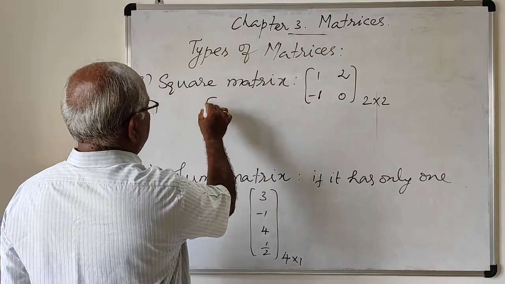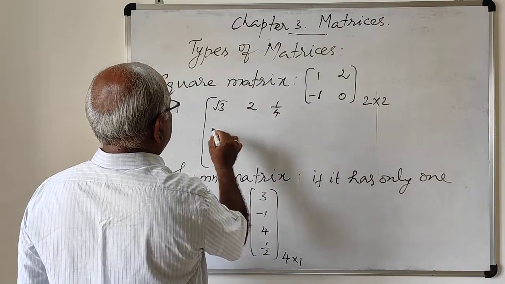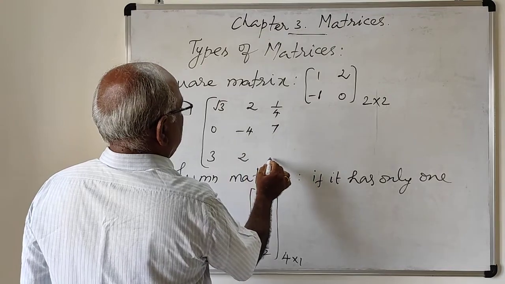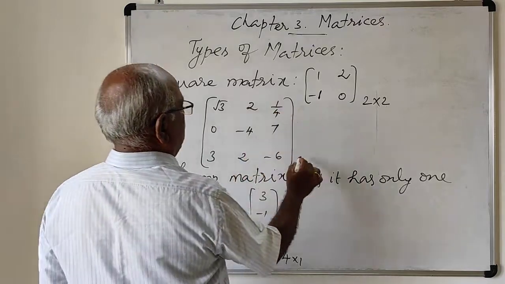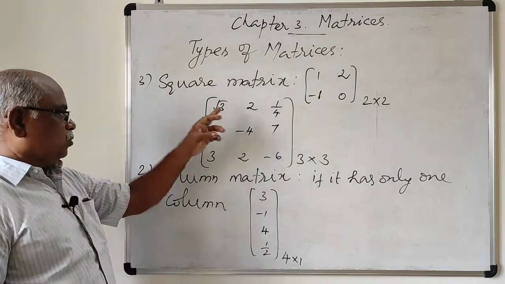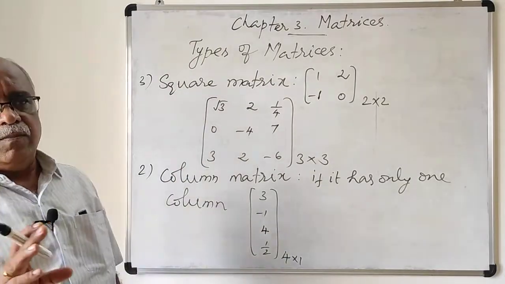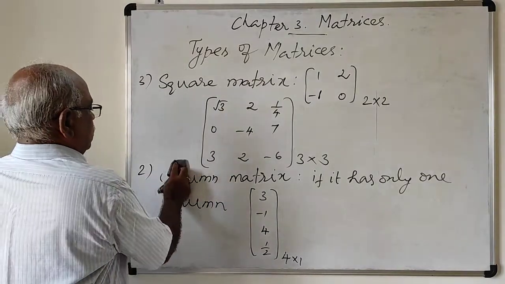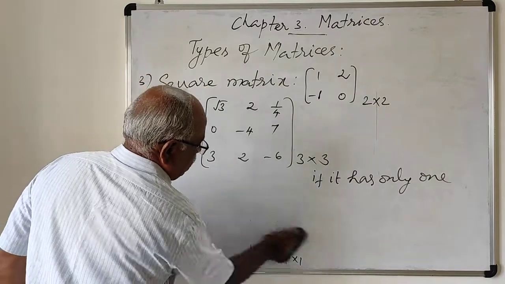Similarly, 3 by 3 also we can have. Root 3, 2, 1 by 4, 0, minus 4, 7, 3, 2, minus 6. Like that, you have 3 rows and 3 columns, and this matrix is also a square matrix. In it you have 3 rows and 3 columns. So, a square matrix has an equal number of rows and columns. So, row matrix, second column matrix, and third one is square matrix you have seen.